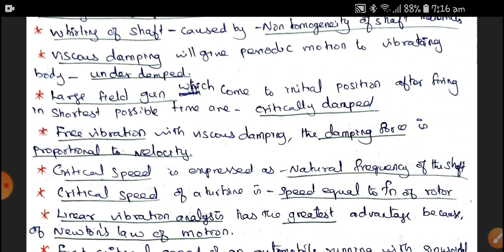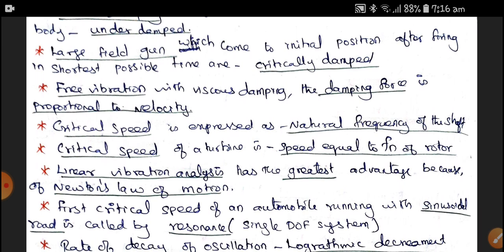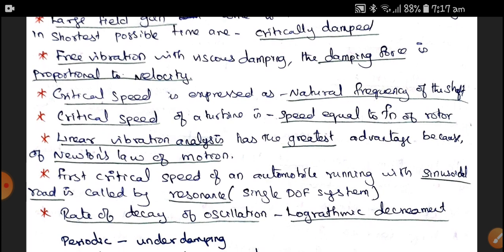Next one, free vibration with viscous damping. The damping force is proportional to velocity. And critical speed is expressed in terms of the natural frequency of the shaft, and the critical speed of the turbine depends upon the speed which is equal to the natural frequency of the rotor. Linear vibration analysis has a great advantage because Newton's law of motion is used. The first critical speed of an automobile running on a sinusoidal road is called resonance. That is the single degree of freedom system.